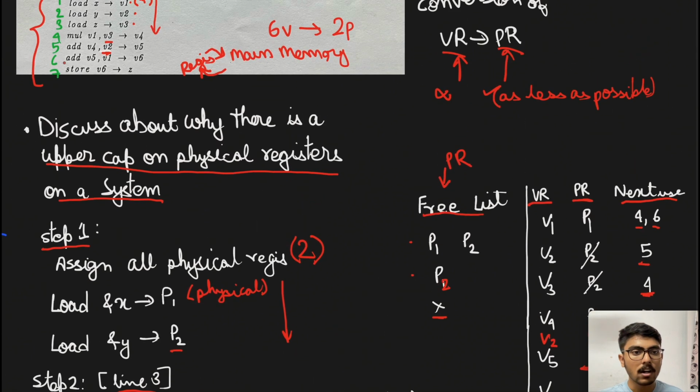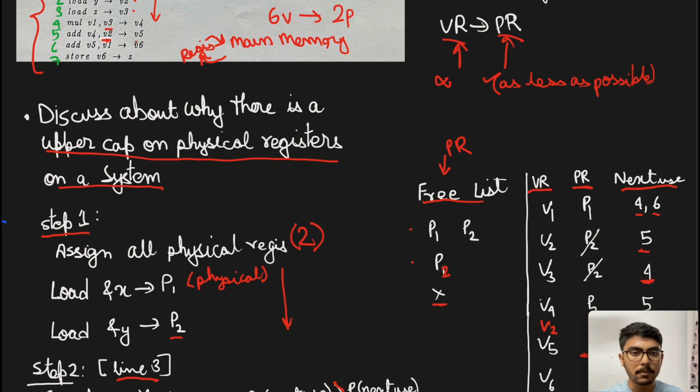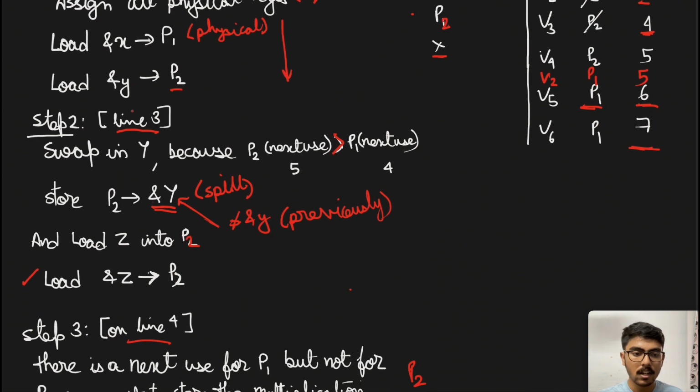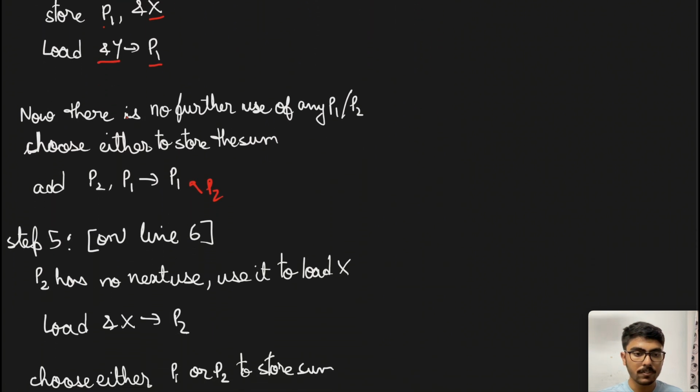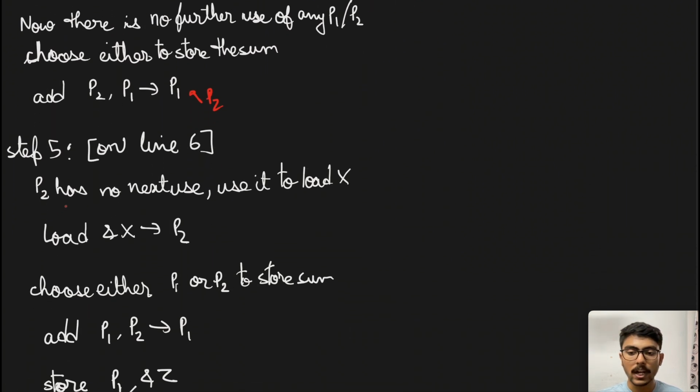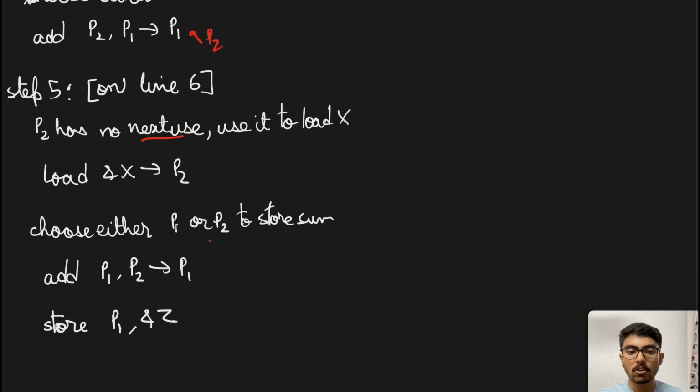Okay, now what we will do is now we need to have the next line, which is add V5 and V1 and store it in V6. So V5 we already have in P1, and V1 we need to calculate, that is the value of X which we had stored previously. So what we will do is, since P2 has no next use, right, it is already on 5 and we have succeeded that, so we can use it to load X. So load X into P2. Then we can choose either P1 or P2 because both of them have the same next use, that is 6. So we can choose any one of them. We will choose P1 for now.